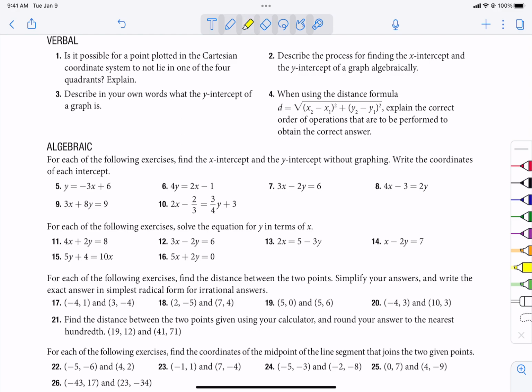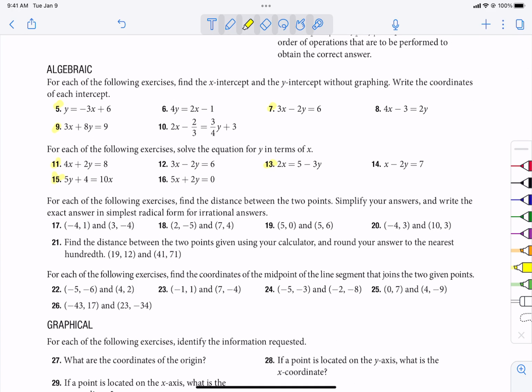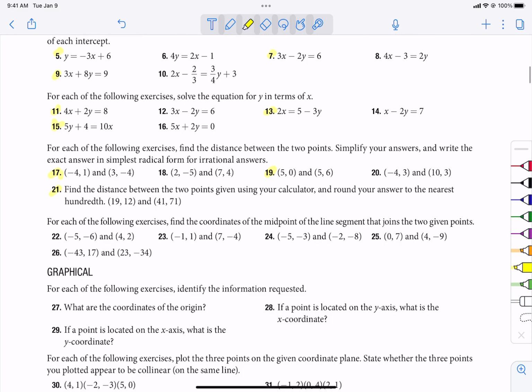You take your highlighter and let's highlight 5 to 41, and let me see if we're really going to do those. Okay, so that says to find the x and y intercepts. Solve for y. Those are quick things. For each of the following, find the distance. Distance is a quick thing. Then there's midpoint. Okay, so up to there, I know we're going to do up to 25.